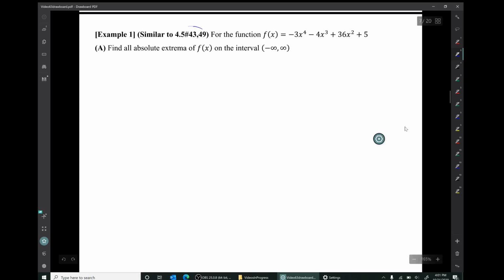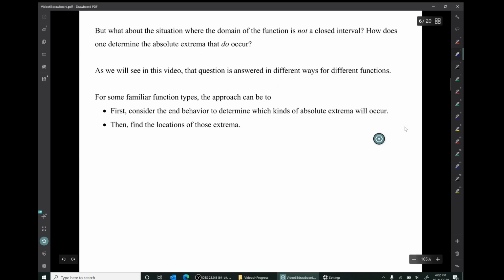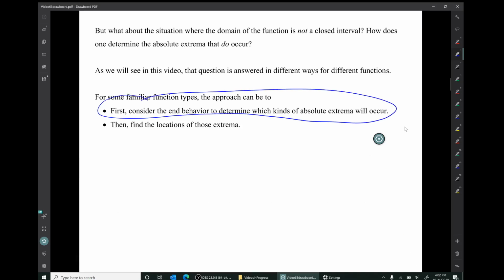For our first example, which is similar to these two homework exercises, we'll consider this function that is a fourth degree polynomial. Question A is to find all absolute extrema of f of x on the interval negative infinity to infinity. Well, notice that that is not a closed interval. So we're not guaranteed that there will be any extrema. So back to what I said on the previous page, for some familiar function types, the approach can be to consider the end behavior to determine what kinds of absolute extrema will occur.